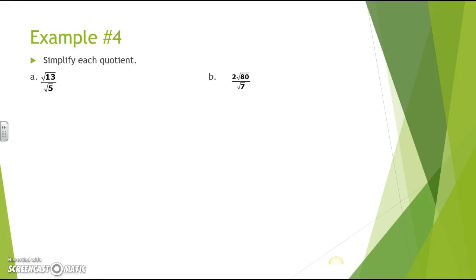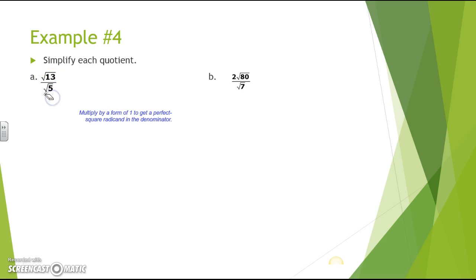We're going to finish up here with this lesson on multiplying and dividing radical expressions. So these last two examples, example 4, they are wanting you to simplify each quotient, meaning we're working with division. For A, we have the square root of 13 divided by the square root of 5. When we're working with simplifying quotients, we need to multiply a form of 1 to get a perfect square radical in the denominator. So what that means is we need the square root of 5 to become a whole number.